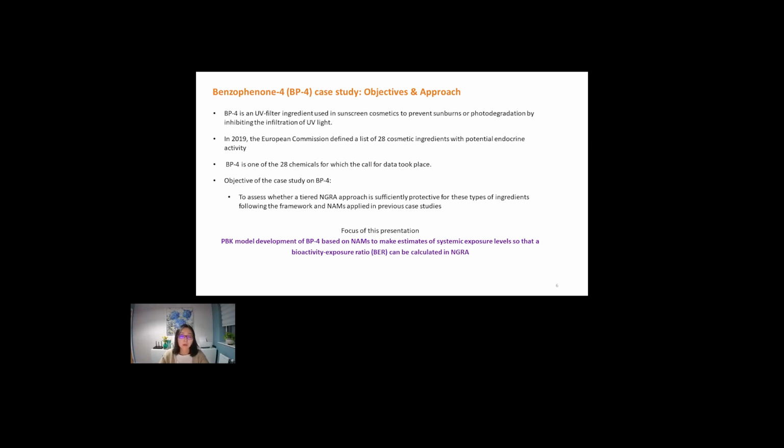So the objective of the case study we have initiated on BP4 was to assess whether a tiered NGRA approach is sufficiently protective for this type of ingredients, following the framework and NAMs applied in previous case studies. However, for this presentation, I will be mainly focusing on the PBK model development part of BP4, which was based on NAMs like in silico or in vitro data to make estimation of systemic exposure levels in NGRA.